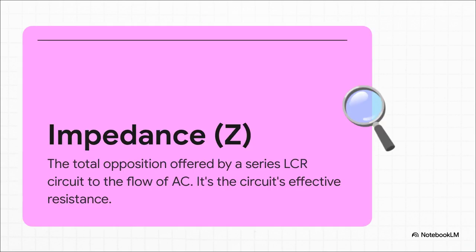So when these three are all in a circuit, they create a new combined opposition to the current. We call this impedance, and we label it Z. It's not just simple resistance. It's this dynamic, total opposition that includes the push and pull from the inductor and the capacitor. And it actually changes depending on the AC's frequency.